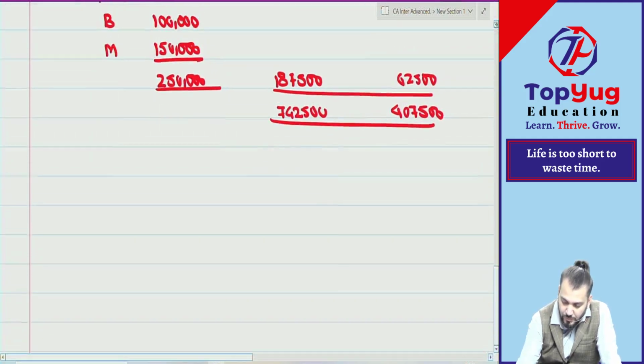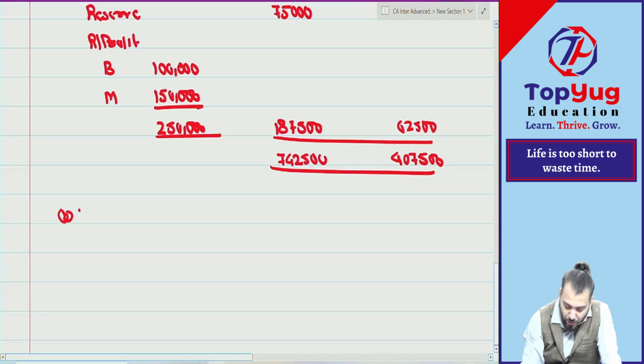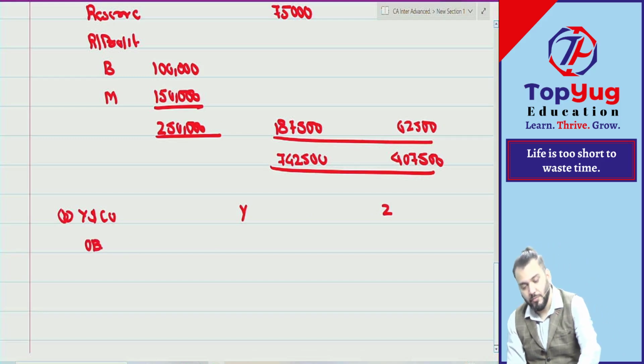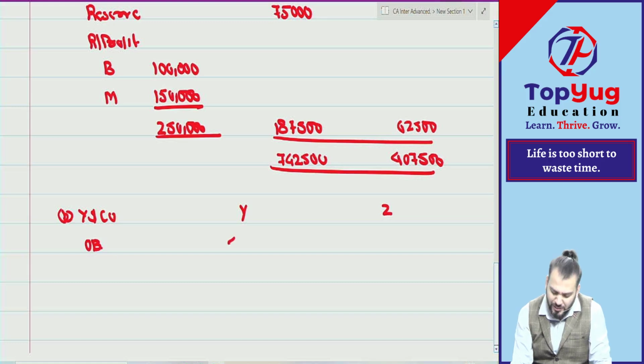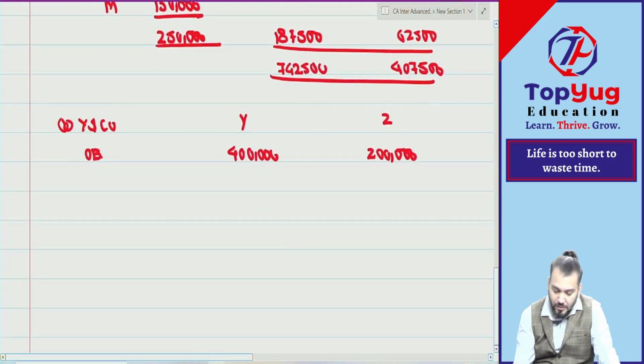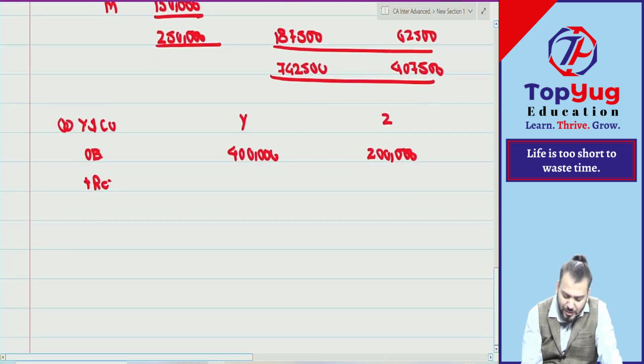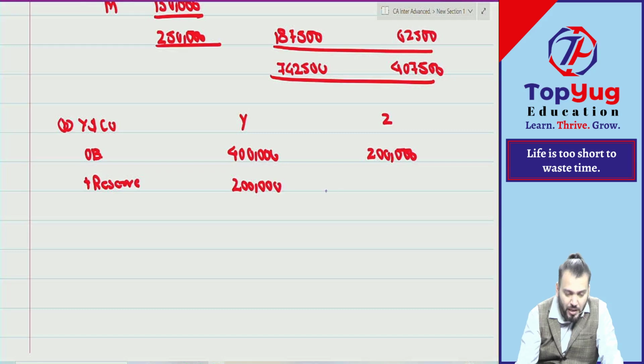Then point B for Y and Z company. Y and Z, opening balance 4 lakh and 2 lakh. Now I think this becomes a very simple question. If this question comes for 16 marks, it is 16 out of 16 if we are not making any mistake. So when we practice, it becomes easy. If I do one question and you do not practice, it will be complicated in the exam. 2 lakh and 1 lakh.